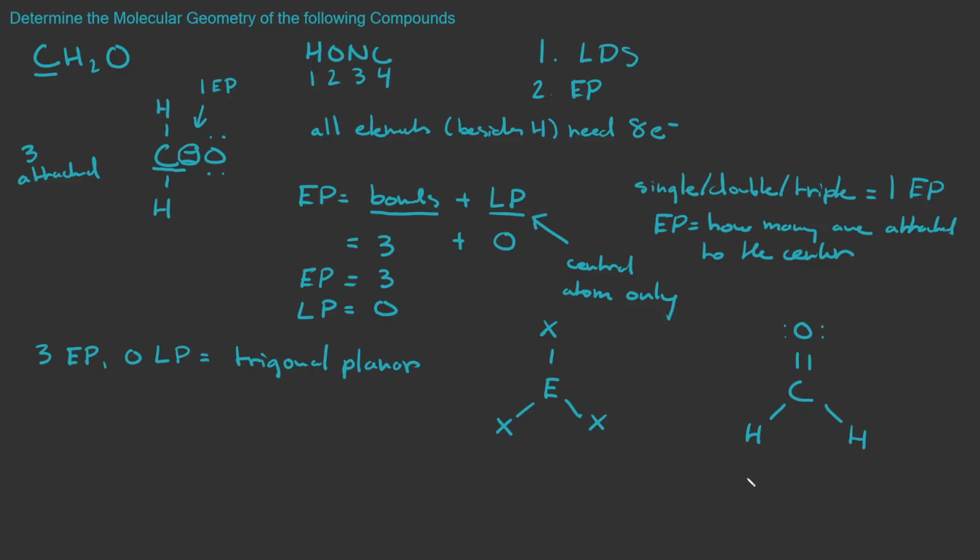And then we keep the dots consistent over here. And this is what we have, which is a trigonal planar molecule. And so anytime we have a really simple molecule with molecular geometry, just use HONC, and then we could use that to draw this as a molecular geometry diagram.